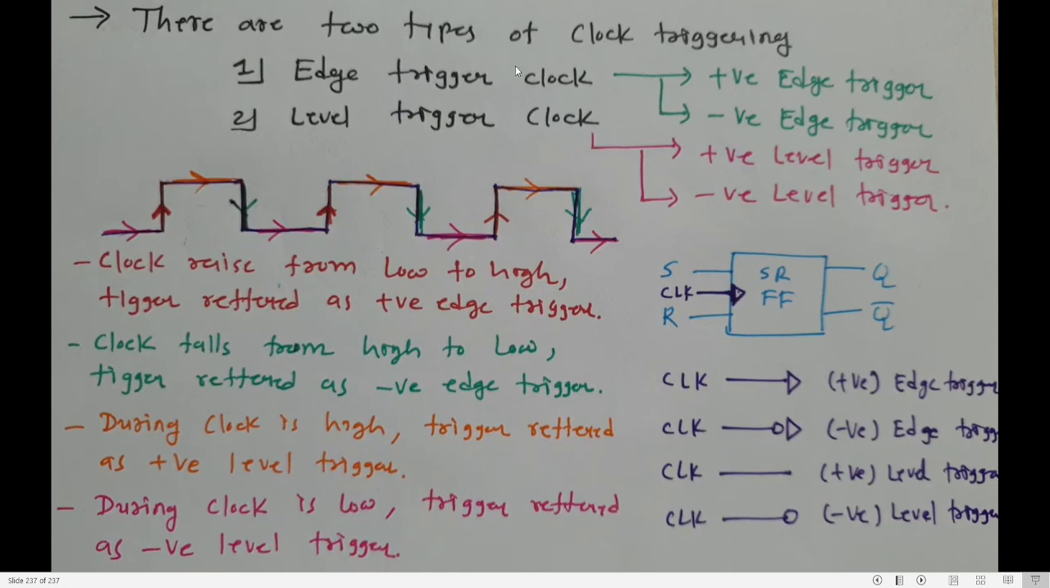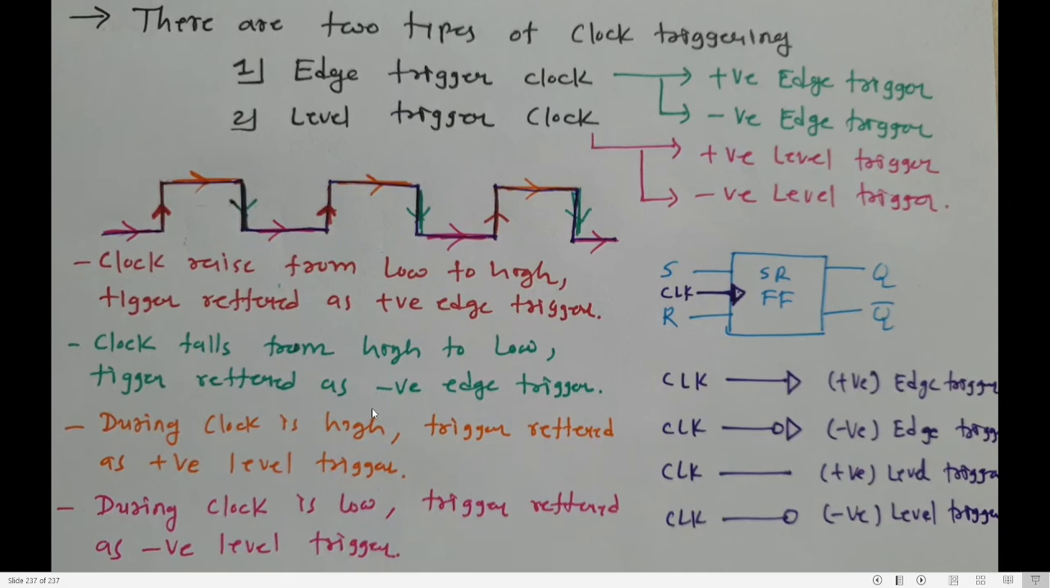Now, in edge, we have two types, positive and negative. Now we understand what is positive and what is negative. If the clock moves from low to high, I call it positive edge. If the clock falls from high to low, then I call it negative edge. So, can we see where the positive edges are? The clock is moving from low to high, positive edge, low to high, positive edge, low to high, positive edge. If the clock falls from high to low, negative edge, high to low, negative edge, high to low, negative edge.